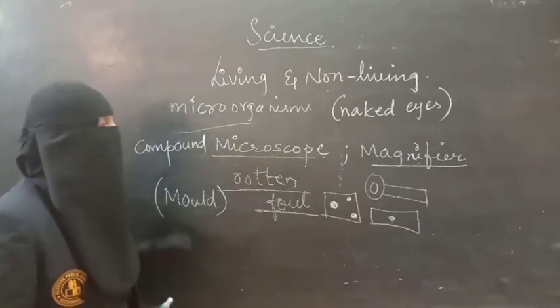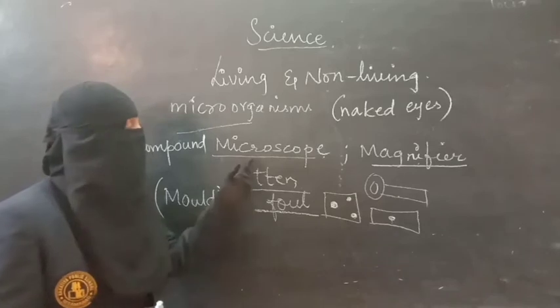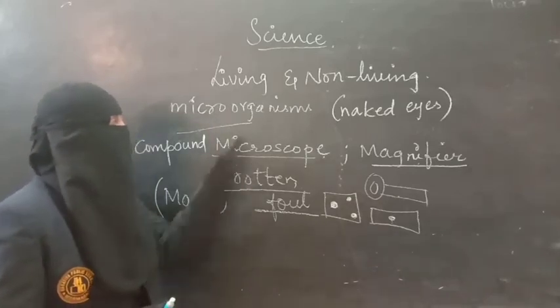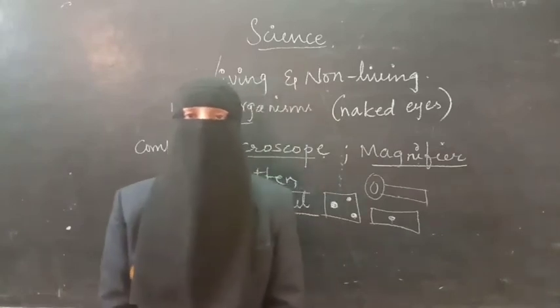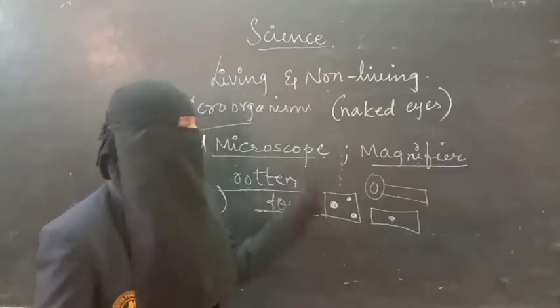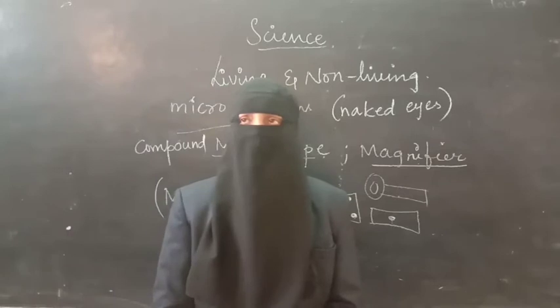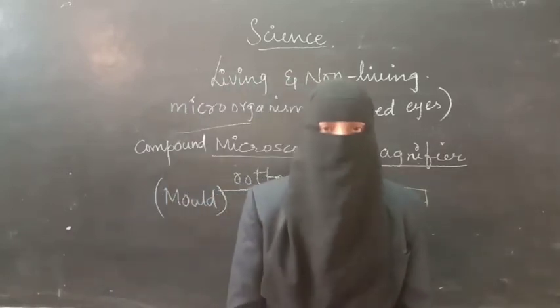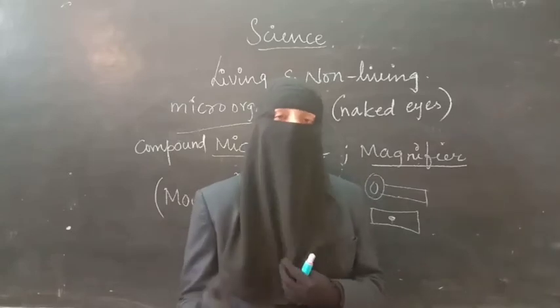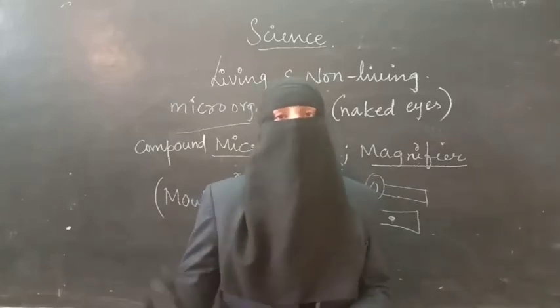As it is observed using a microscope, this mold is a microorganism. It will be invisible to our naked eyes but visible through a microscope. So this was about mold. So mold is not a useful microorganism. But do you know, microorganisms are of two types. Some are useful, some are harmful.